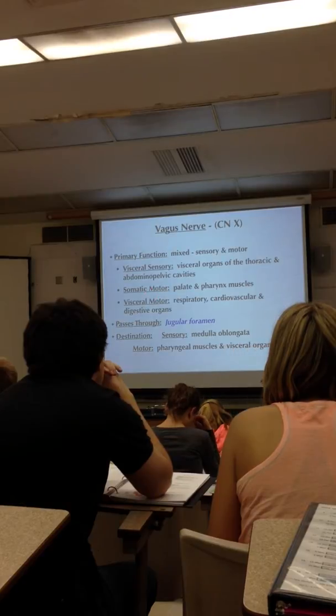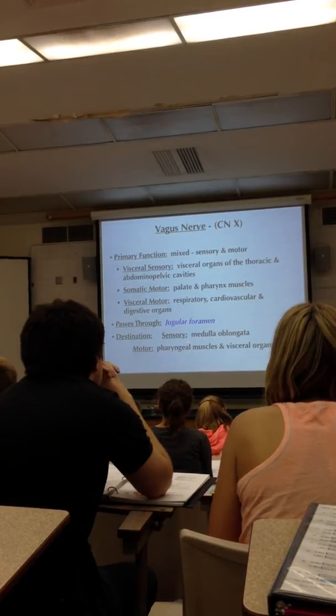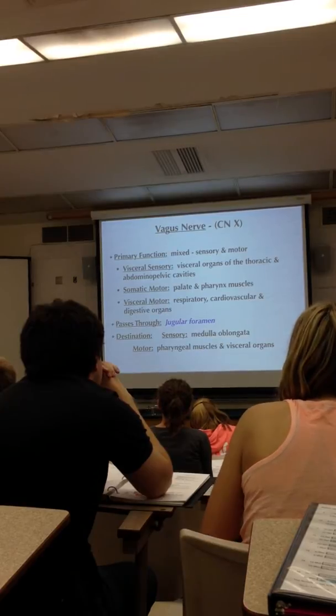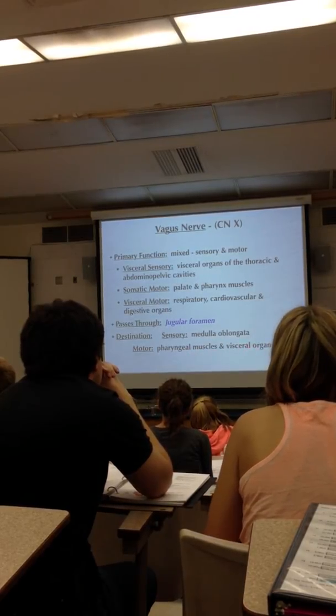Somatic motor, just like we saw in cranial nerve 9, glossopharyngeal, it gets the palatopharyngeal muscles. Okay, and it passes through the jugular foramen, just like the other one. And so the destination for sensory is coming back to the medulla. Motor is going to be going to these muscles and all those visceral organs.